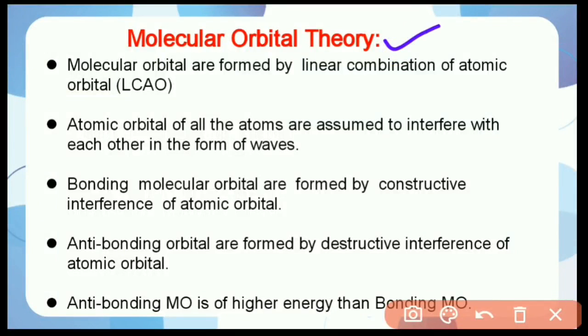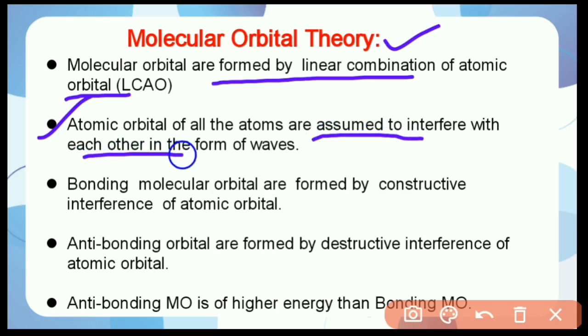Molecular orbital theory. Molecular orbitals are formed by linear combination of atomic orbitals. It means two atomic orbitals combine in a linear form and form molecular orbitals. Atomic orbitals of all atoms are assumed to interfere with each other in the form of waves. It means all atomic orbitals interfere in the form of waves and form molecular orbitals.